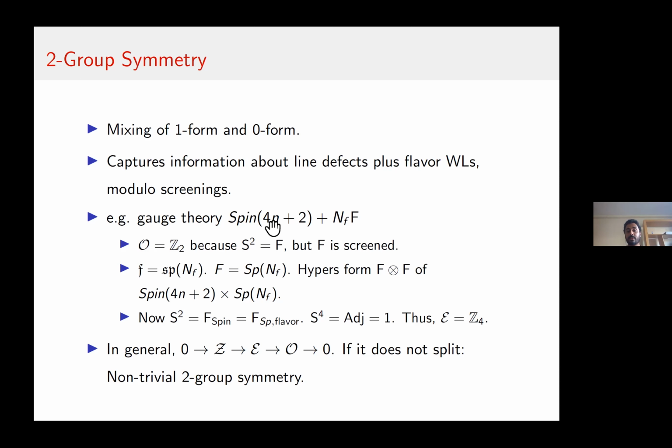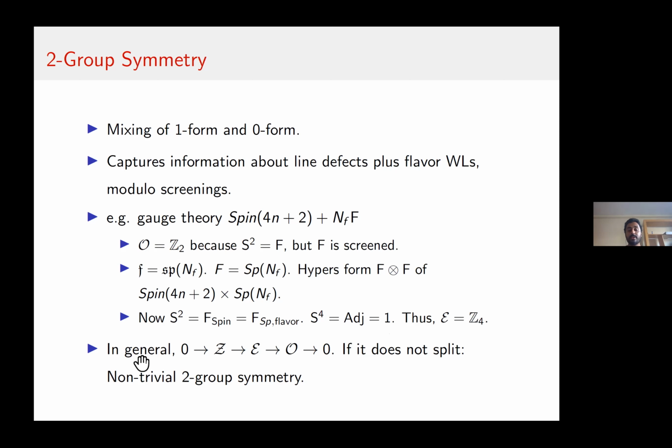So this is a Lagrangian gauge theory, in which the 1-form symmetry Z2 is somehow enhanced to a Z4 structure if you care about the flavor part of the flavor symmetry. And this is a sign of 2-group symmetry. Indeed, there is a non-trivial 2-group symmetry in this theory.